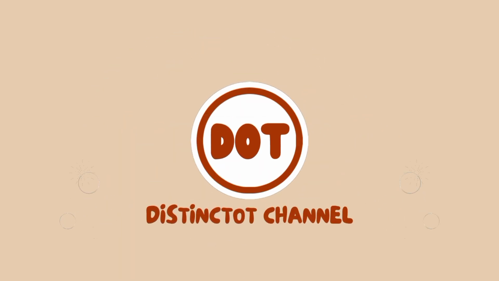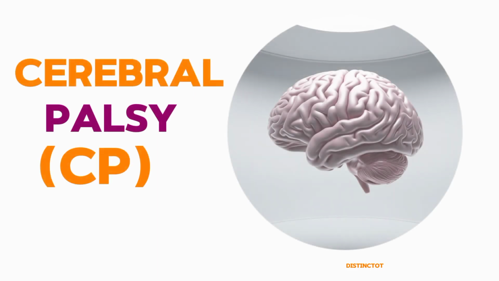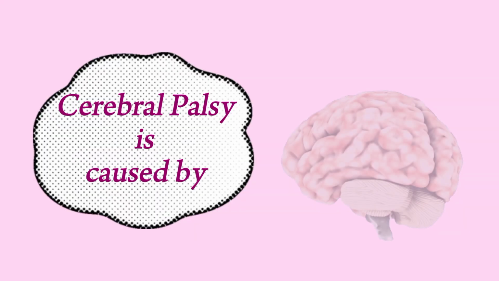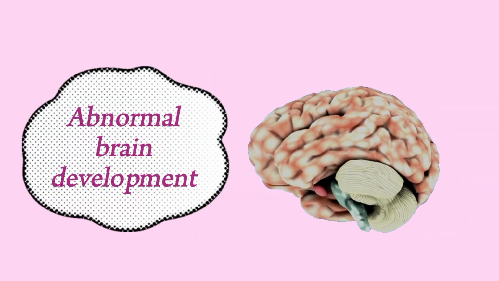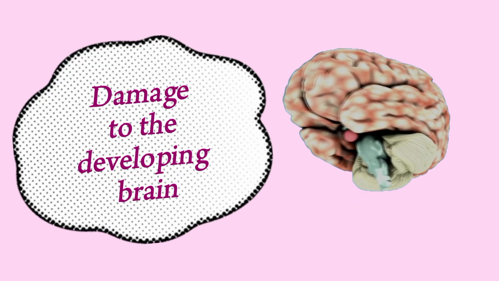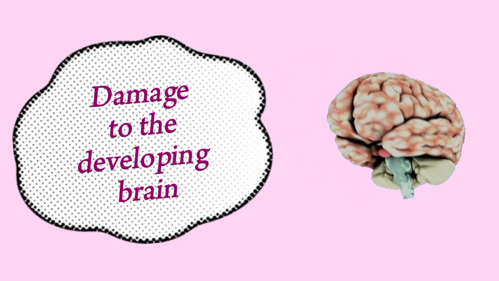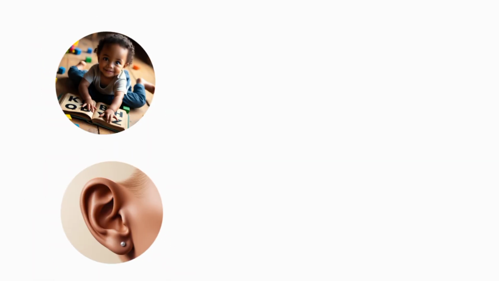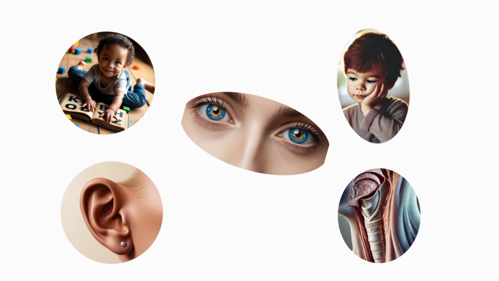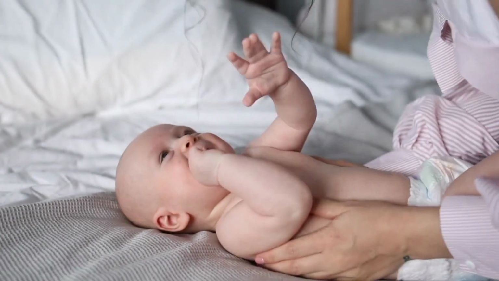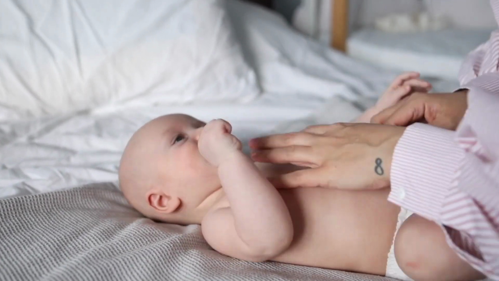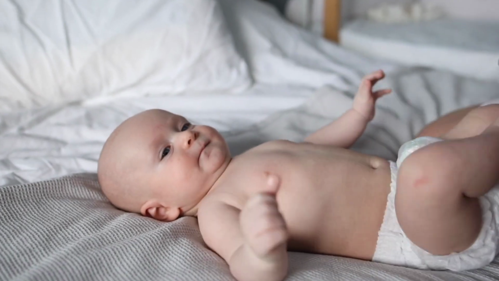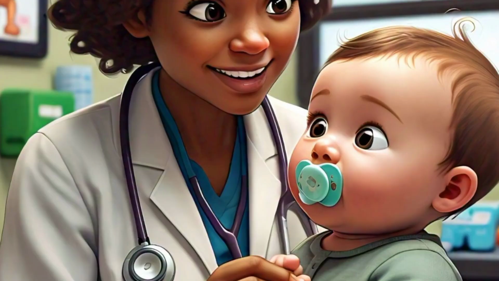Today I'll be talking about cerebral palsy. Cerebral palsy is caused by abnormal brain development or damage to the developing brain that causes a group of disorders that can affect movement, posture, learning, hearing, seeing, swallowing, and thinking. The signs of cerebral palsy usually appear in the first few months of life, but many children are not diagnosed until age 2 or later.